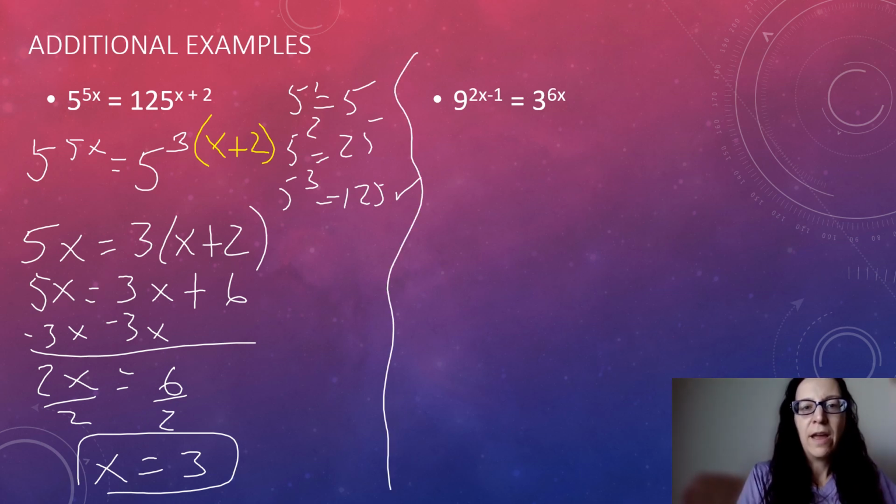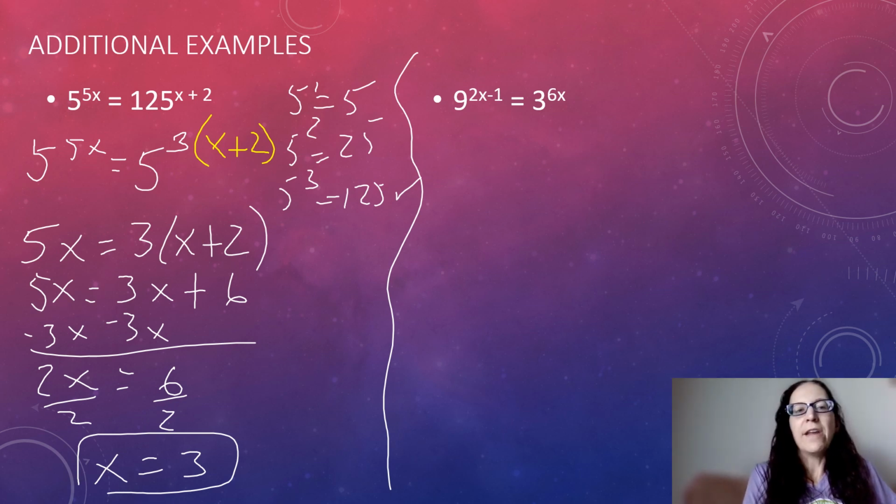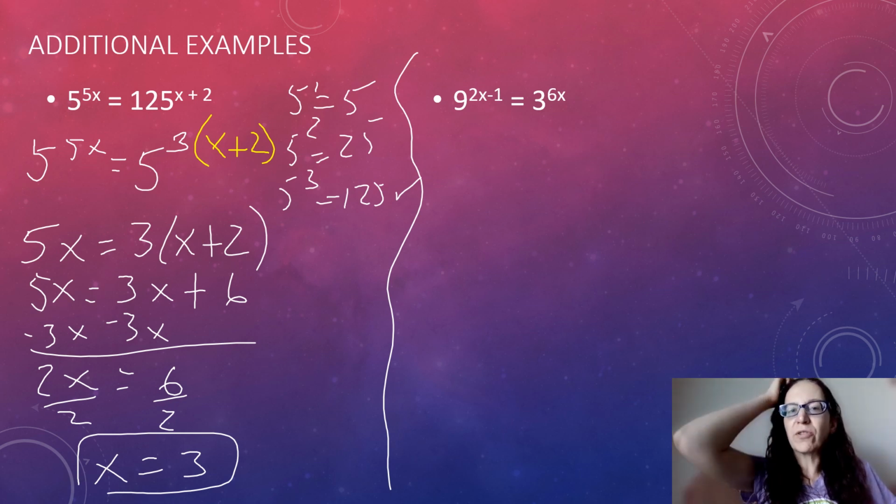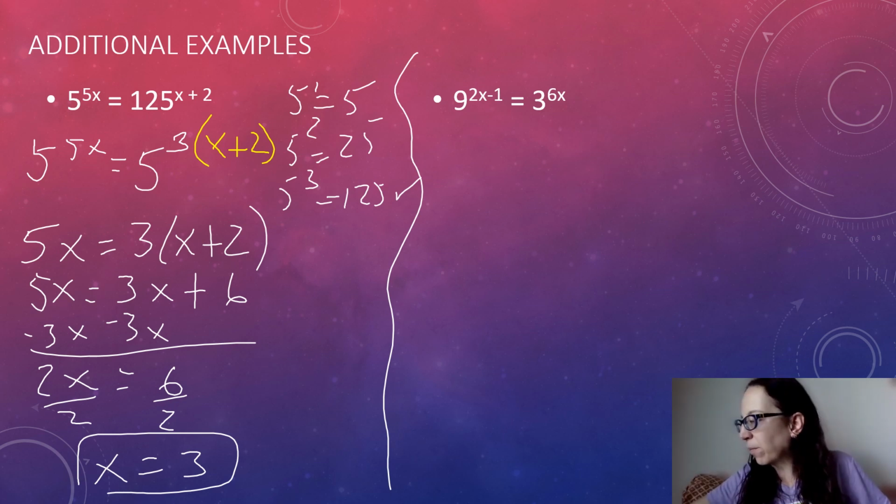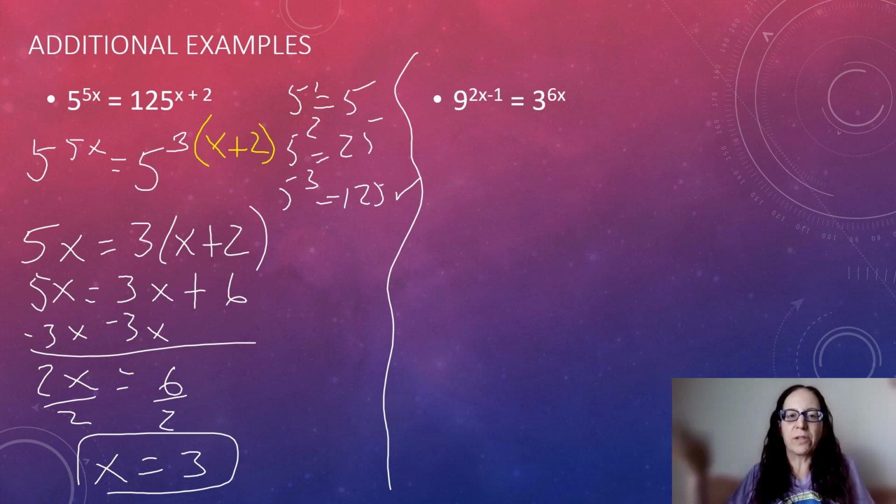All right, next problem. We have 9 to the 2x minus 1 equals 3 to the 6x. Now, this one was written so that we actually have the bigger numbers on the left, something that I was doing inadvertently, and looking at the homework, I've kind of done it on the homework as well. It's not intentional. I usually put the smaller number on the left and the larger number on the right. It's just how I write the problems. So I wanted to make sure that I got at least one problem in here where the larger number was on the left, because it doesn't change our strategy at all.